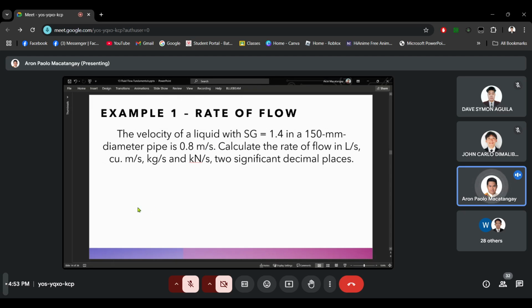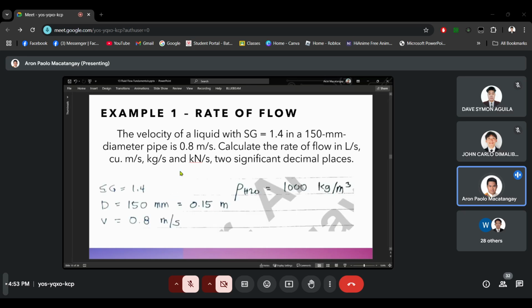Okay? And the area would be given by the diameter of the pipe. So my equation would now be area times velocity, velocity being 0.8 meters per second, area given by pi r squared or pi d squared over 4. So this will be my given.